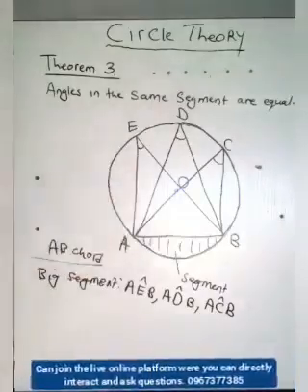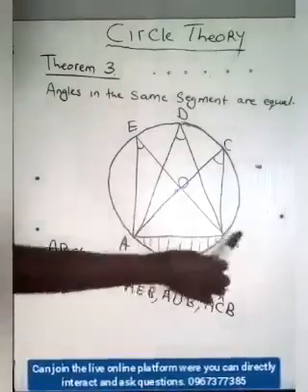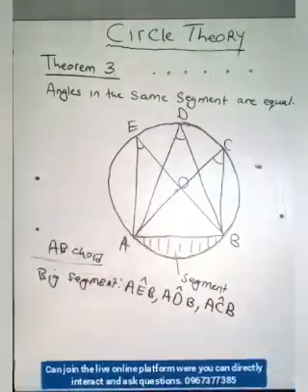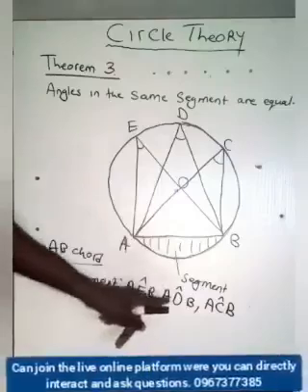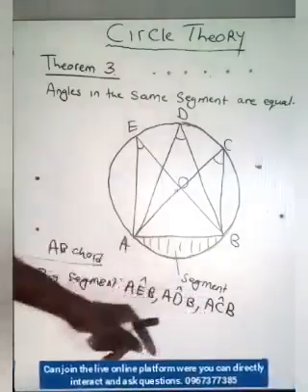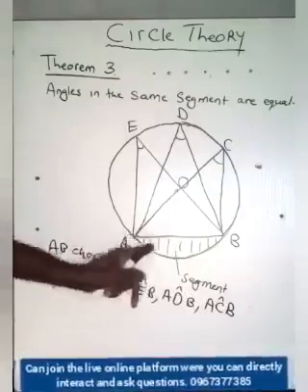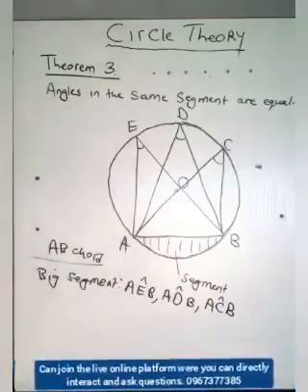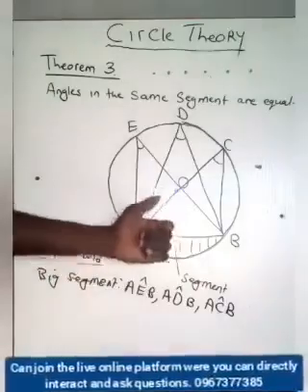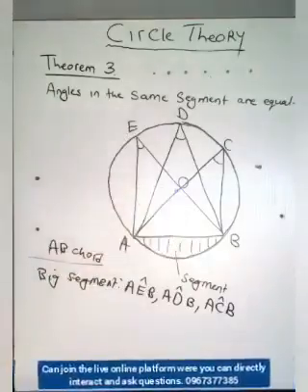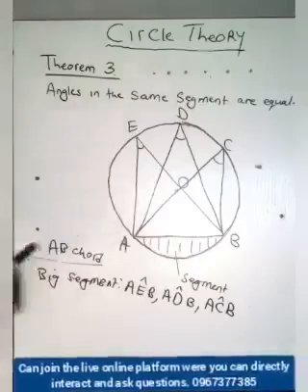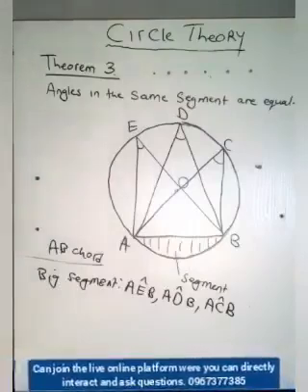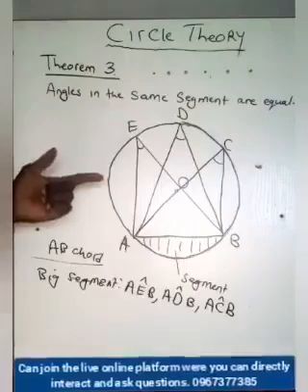So for these angles to be equal, they should be sharing the same chord. They should be produced from the same chord. So look at all our angles: angle AEB, angle ADB, and angle ACB. They are starting from the same point A and ending on the same point B, meaning they are sharing the same chord. If another angle was to be produced which is not using this chord AB, then that angle will not be equal, much as it might be in the same segment as other angles.